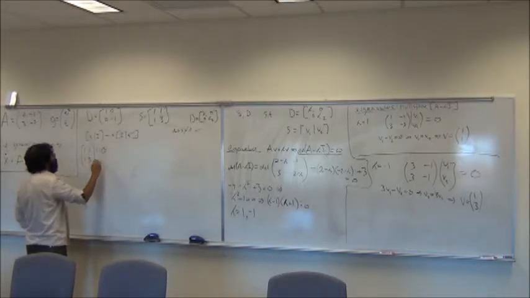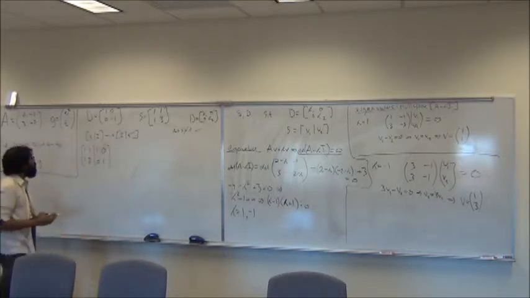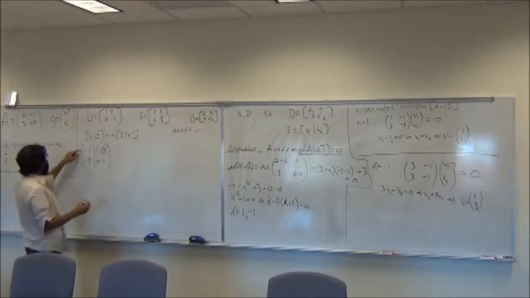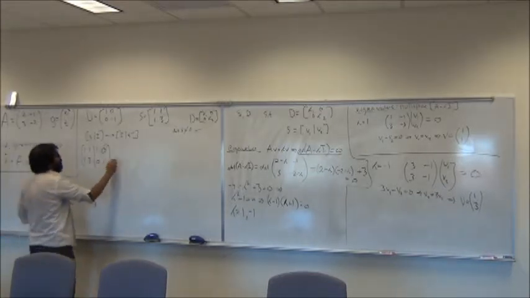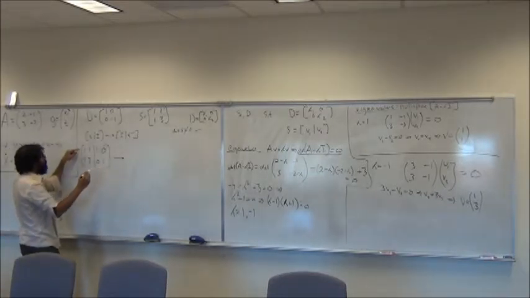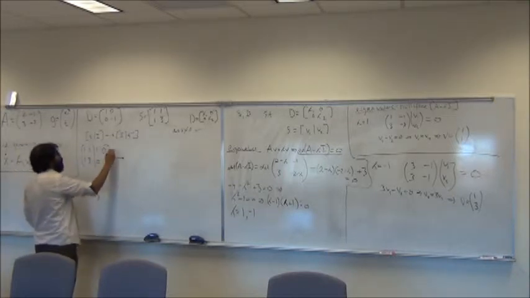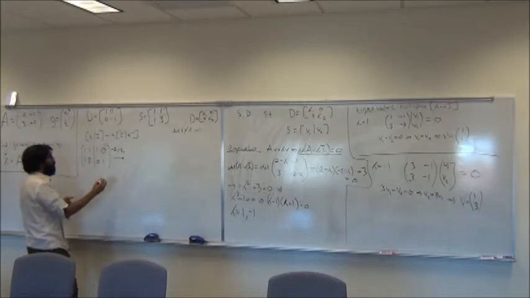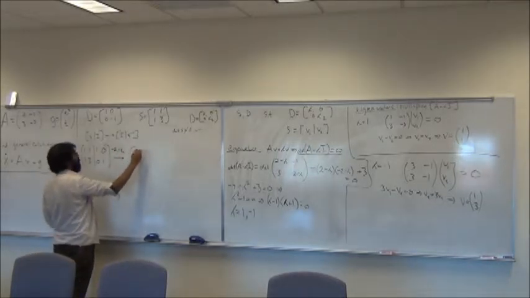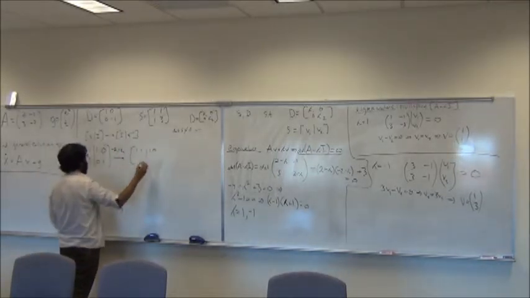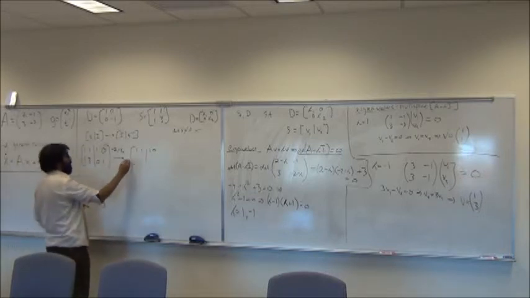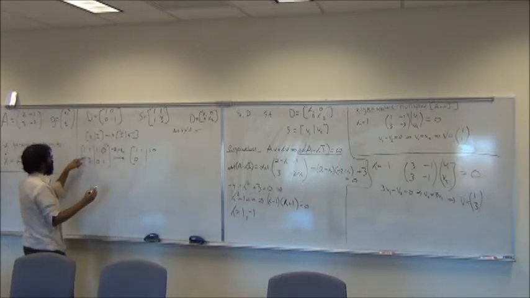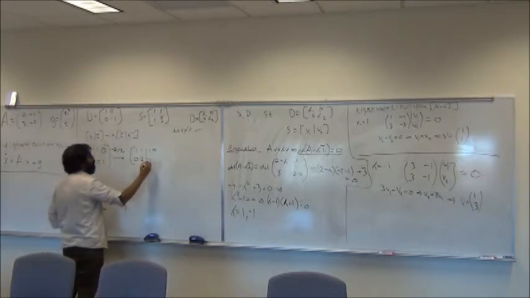1, 0, 0, 1. Okay, and so what I'm going to do is take negative row 1 and add it to row 2 and put it into row 2. So that's going to keep row 1 the same. And that's going to give me 0, 2, minus 1, and 1.